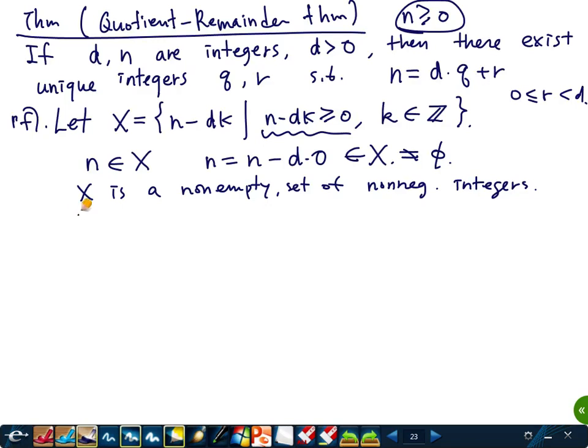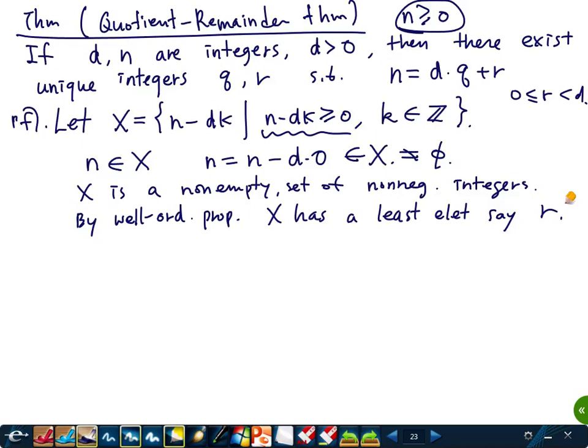So X, by the well-ordering property, has a least element. Let's say r is the least element. Then, because this is an element here, we have n equals d times q plus r. Why? Because r can be written in this way: r equals n minus dk. If you move this to the other side, let's say k equals q, then we have this.